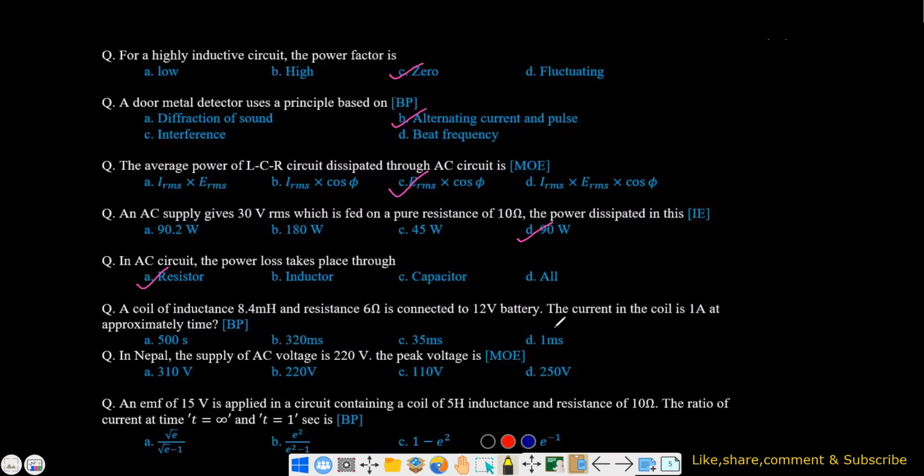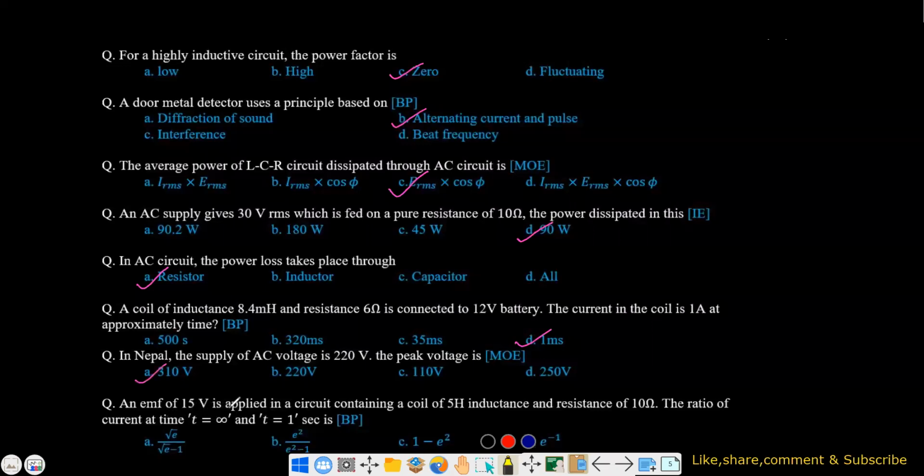Okay, let me move on to another. In Nepal, the supply of AC is 220 volt, the peak value. So this is RMS value. I already told while dealing the discussion. So 220 लाई फेरि root 2 ले multiply गर्ने, this is nearly 311. The best answer option is here 310. Okay, 311 जति हुन्छ. Best answer यही.